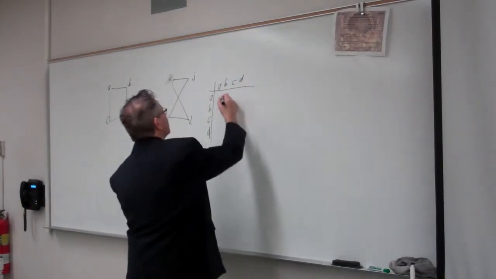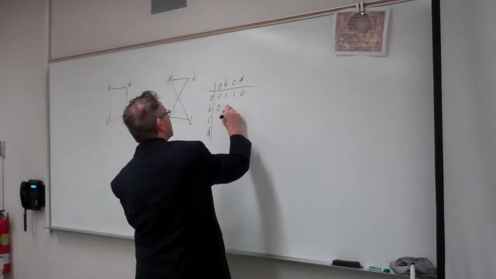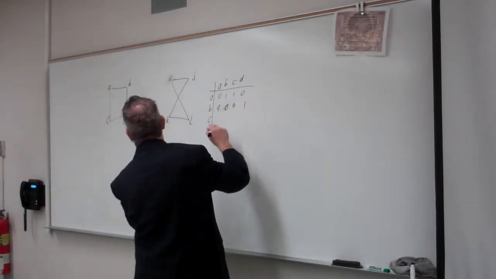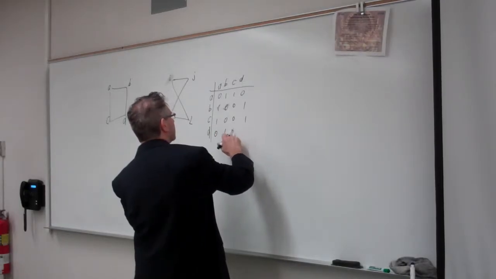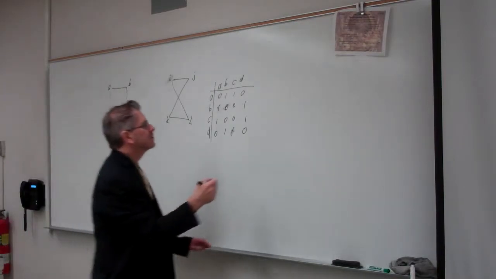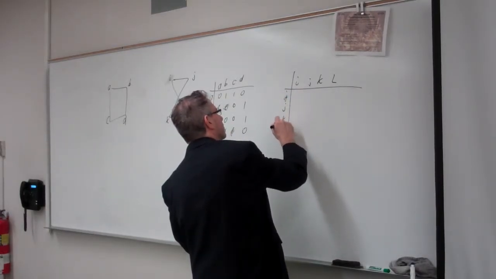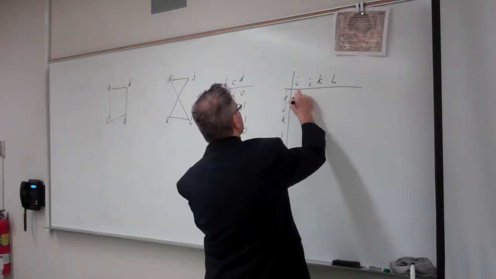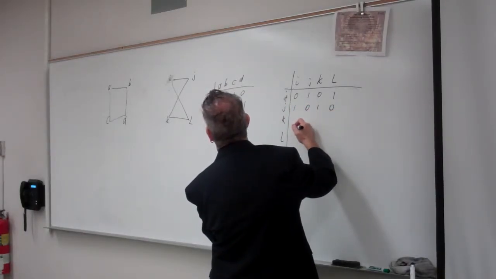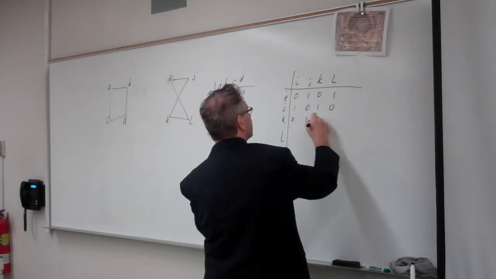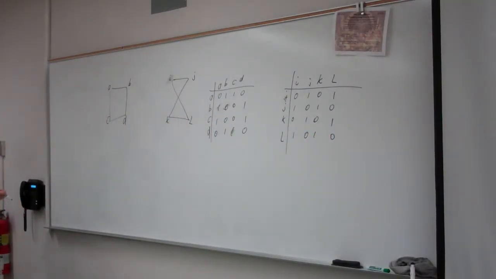So adjacency matrix, right? A is adjacent to B and C. B is adjacent to A and D. C is adjacent to A and D. D is adjacent to B and C. And for this other one, I is adjacent to J and L. J is adjacent to I and K. K is adjacent to J and L. And L is adjacent to I and K. Probably made horrible mistakes in here, but we'll live with it.